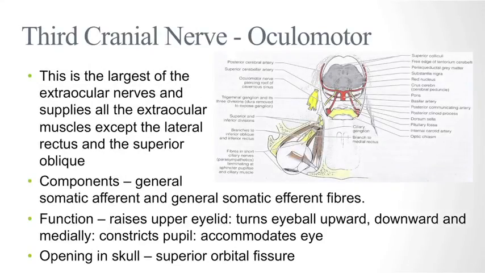The oculomotor nerve is the largest of the extraocular nerves and supplies all the extraocular muscles, except the lateral rectus and superior oblique. Component: general somatic afferent and general somatic efferent fibers. Function: raises upper eyelid, turns eyeball upward, downward, and medially, constricts pupil, and accommodates eye. Opening in skull: superior orbital fissure.